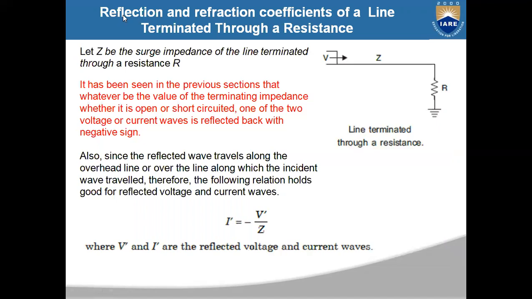Let us first see the reflection and refraction coefficients of a line terminated through a resistance. Let us take one transmission line whose characteristic impedance, or surge impedance, is Z. This line is terminated by a resistance R. Here this is the sending end, and this is the receiving end. At the receiving end we connect the resistance R. So for this line we are going to calculate the reflection and refraction coefficients.